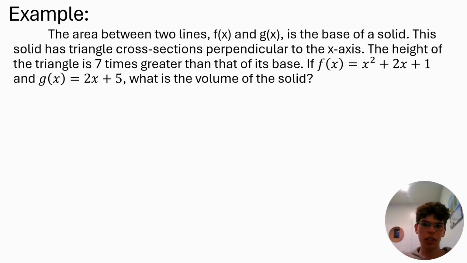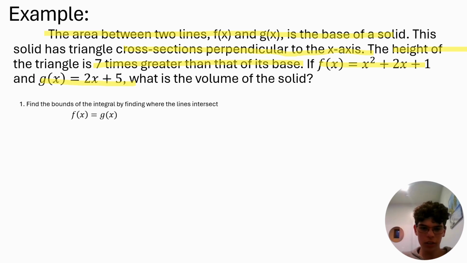Example question: area between two lines f of x and g of x, base of a solid, and this solid has cross sections perpendicular to the x-axis. Height is 7 times greater than the base, f of x is given, g of x is given, asking for volume. Okay, first we're going to find where the lines intersect.